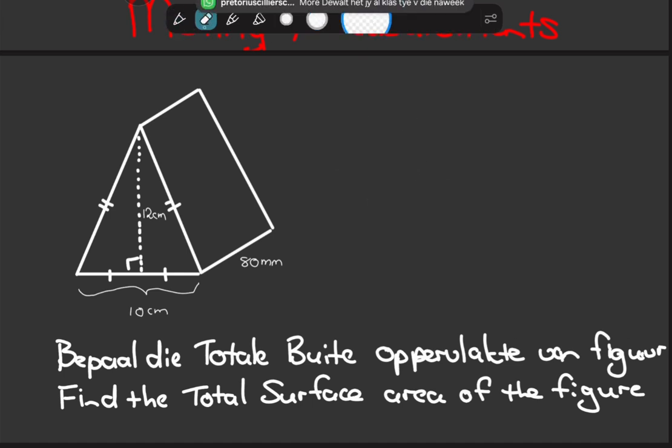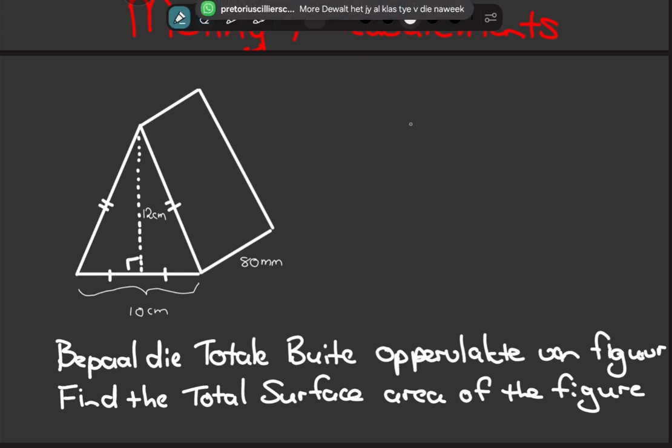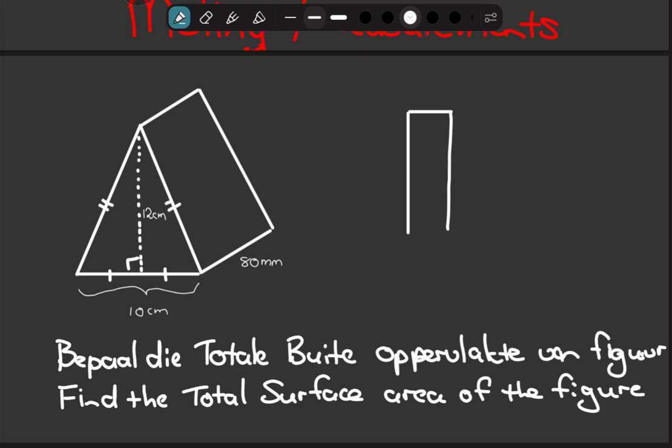So ons teken hom net. Okay. So this is like opening up this figure. Okay. En dan het ek een triangle hier, en ek het 'n triangle hier. Okay. This last one is very out of scale. So dis nie baie goed geteken nie, ek het net gou mooi gedoen.